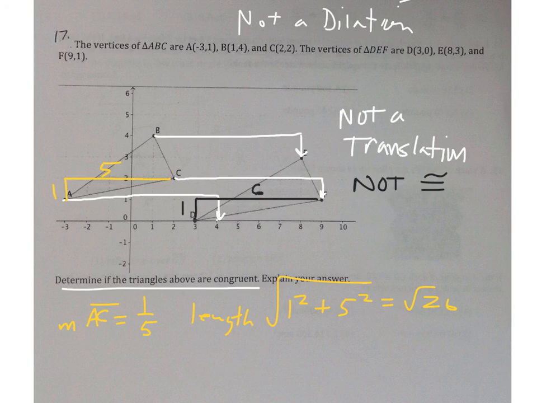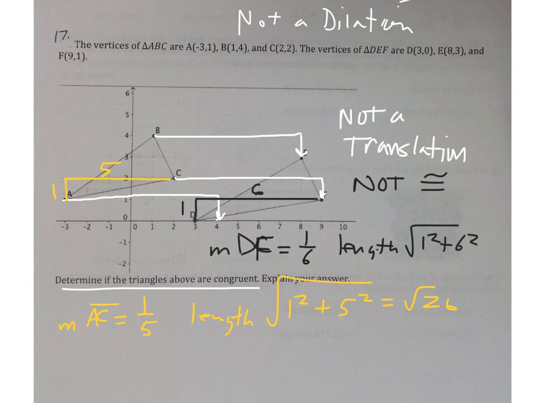For DF, the slope would be up 1 over 6, and then the length would be the square root of 1 squared plus 6 squared, which is radical 37. Now the other lengths check out. The other lengths are congruent. But to be congruent, all 3 sides on one triangle have to have a matching side or an equal side to another triangle.